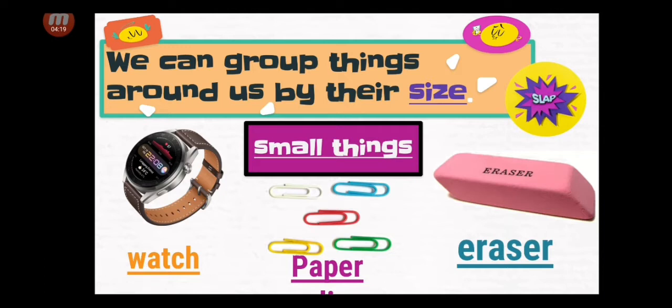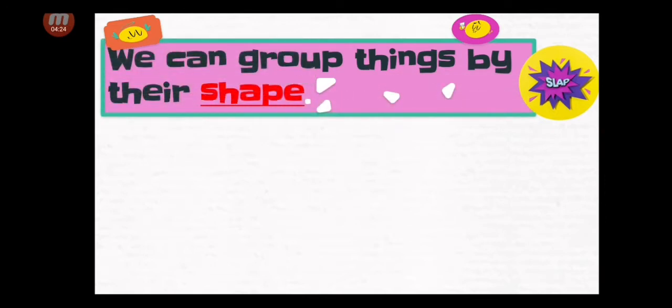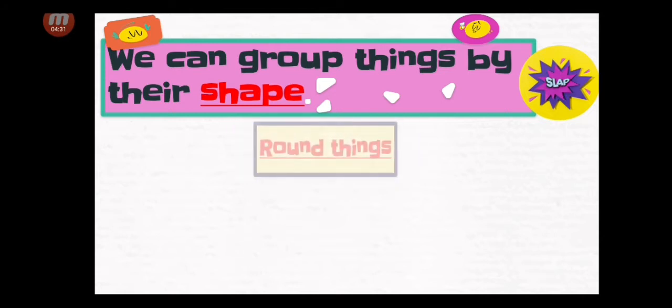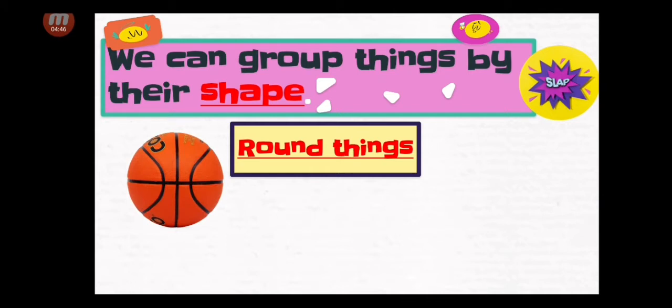Okay, very good. Now let's group the things by their shape. Can we group things by their shape, teacher? Yes, we can. Now let's talk about round things. Can you guess some things that have a round shape? I have here, do you know what that is? Yeah, it's a ball. A ball is an example of a thing that is round.